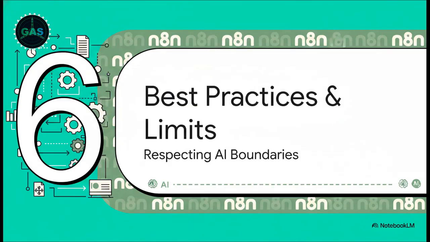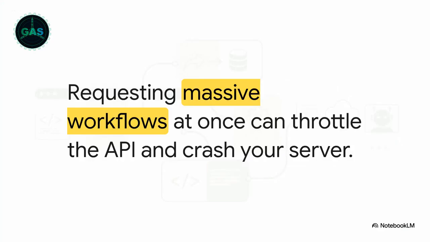Section 6. Best practices and limitations. Knowing how to respect AI boundaries. So while this entire system drastically lowers the barrier to entry for building complex automations, it is absolutely crucial to keep an objective view of the technical boundaries of current AI models. We really want to avoid any operational disruptions here. You absolutely must respect the limits of the technology we have today.